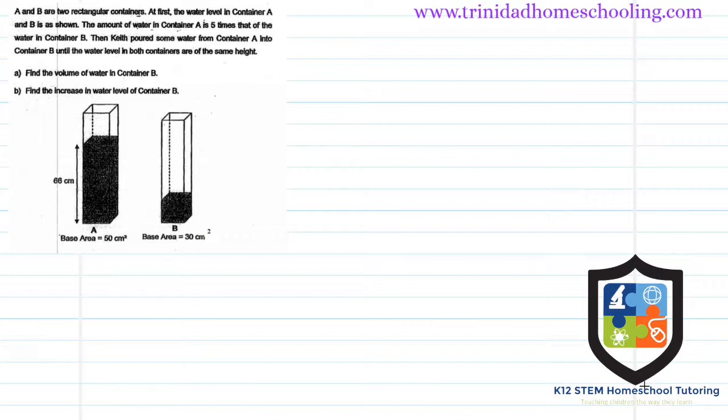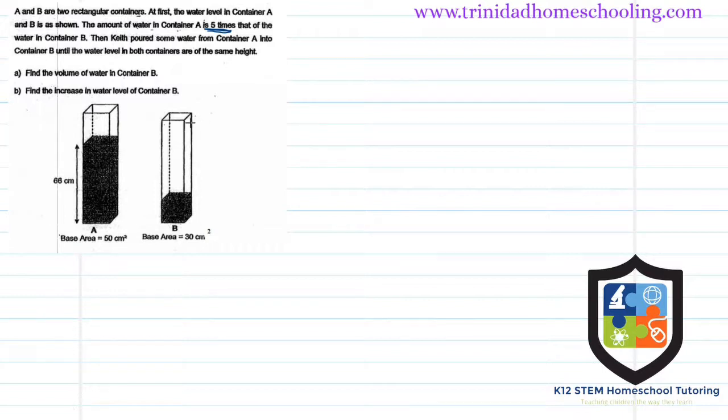So let's look at this question. Here we have A and B, and they are two rectangular containers. They told us that the water level in container A is 5 times that of the water in container B. Then they told us that Keith poured some of this water from container A into container B until the water level in both containers are of the same height.